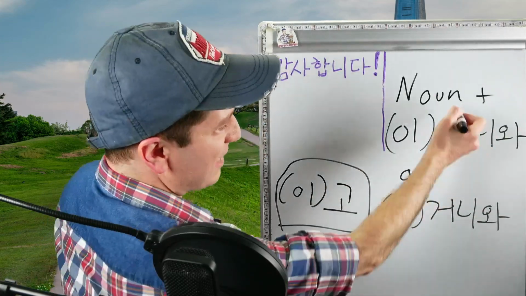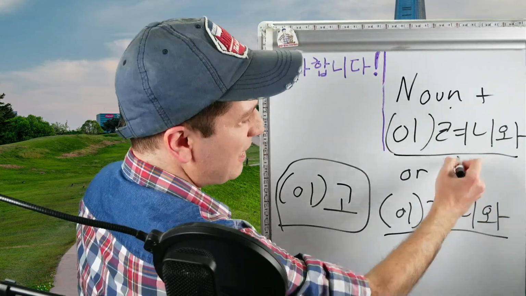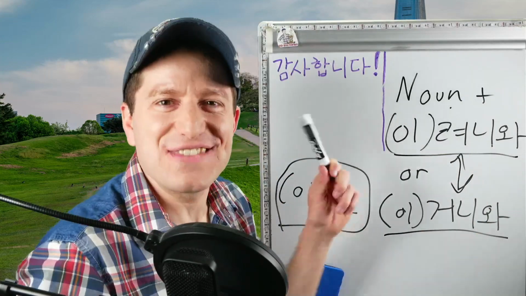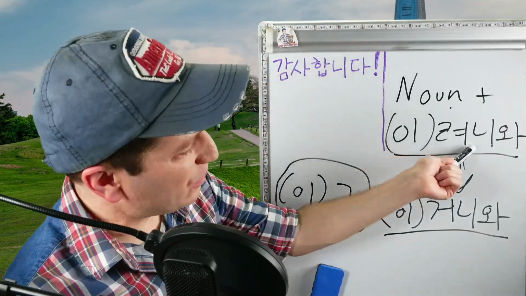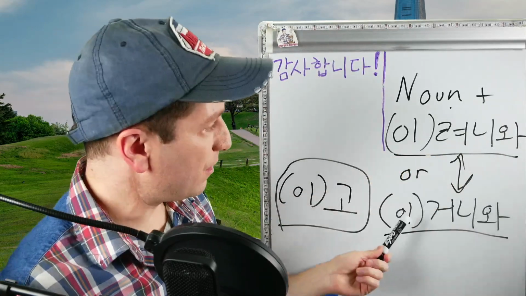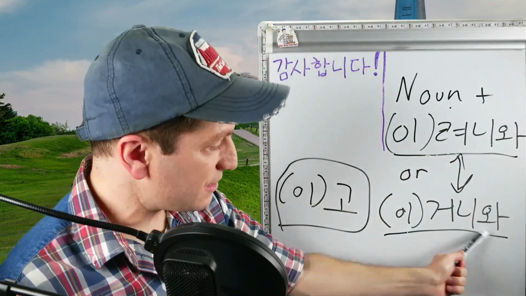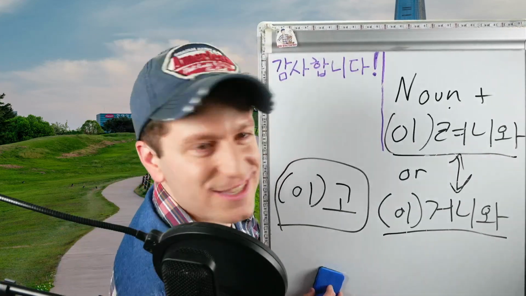So you can use noun with 이려니와 or noun with 이거니와, depending on what color you feel like that day, depending on the weather. They have the same meaning. They both mean this. It's 이려니와 after a consonant or 려니와 after a vowel. And the same goes for this. 이거니와 after a consonant and 거니와 after a vowel. So let's look at some example sentences.